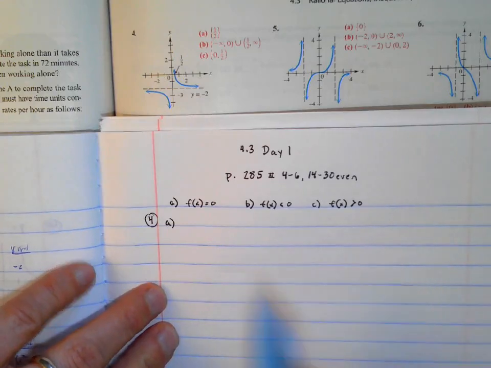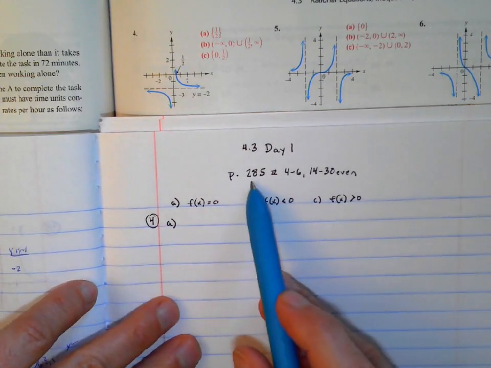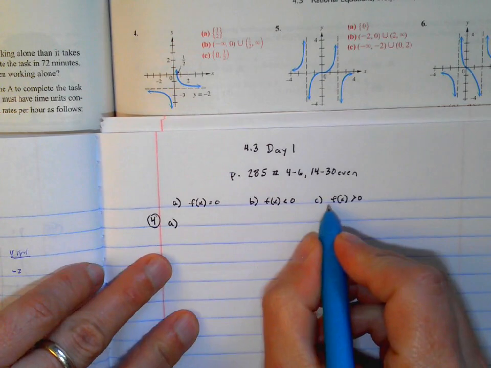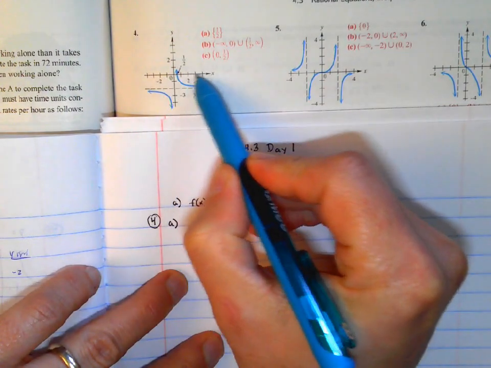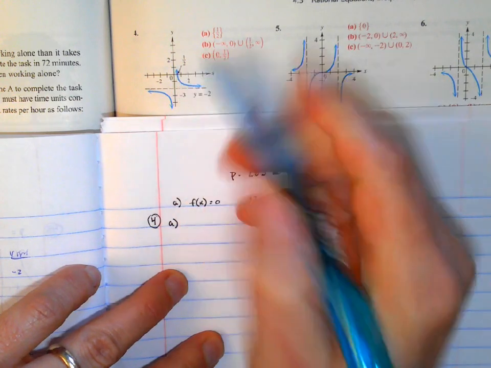This is the 4.3 day 1 homework. Okay, so we had to do a, b, and c for each of these. So where is it equal to 0? So here's y of 0. So it's equal to it at x equals 1/2.